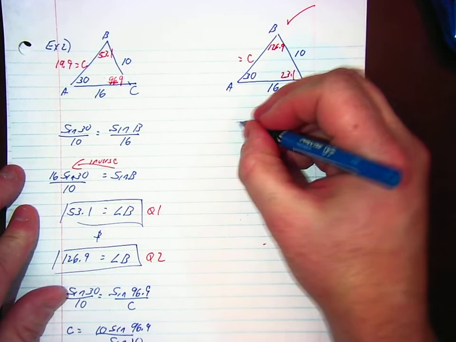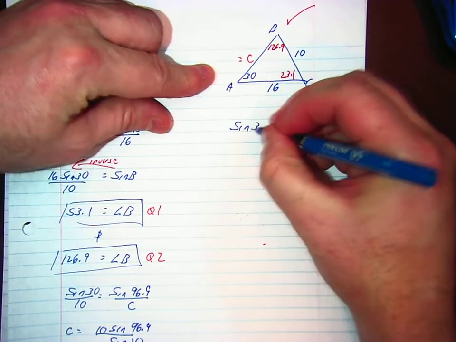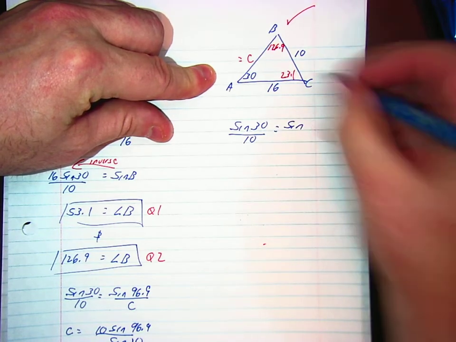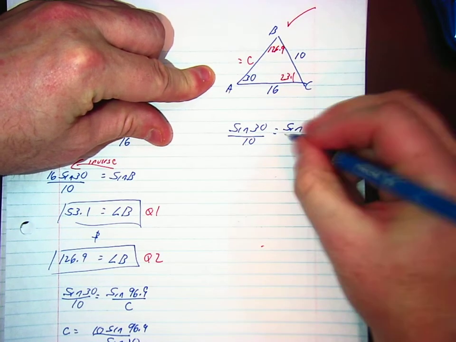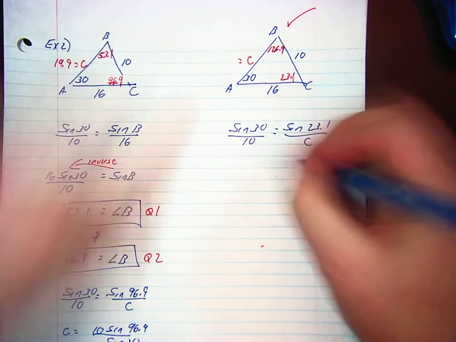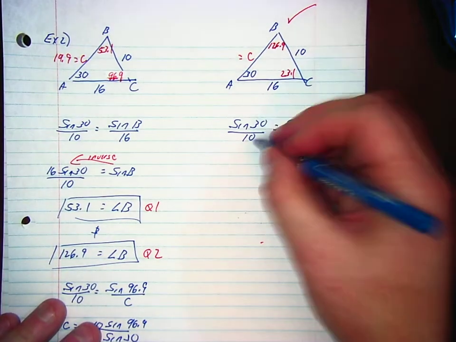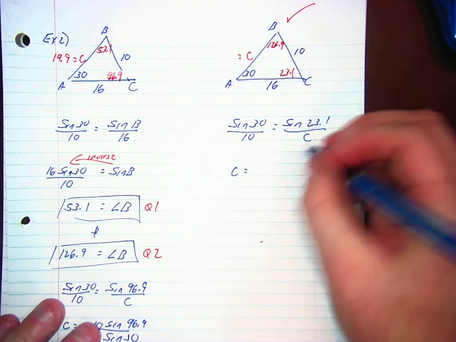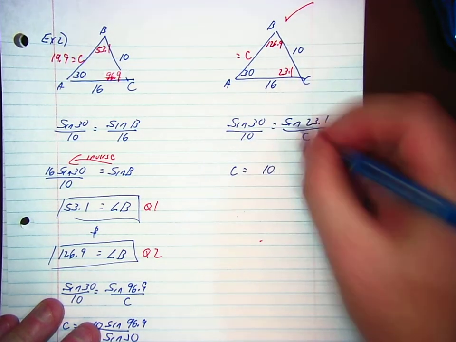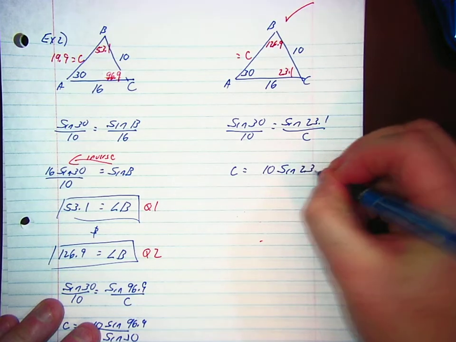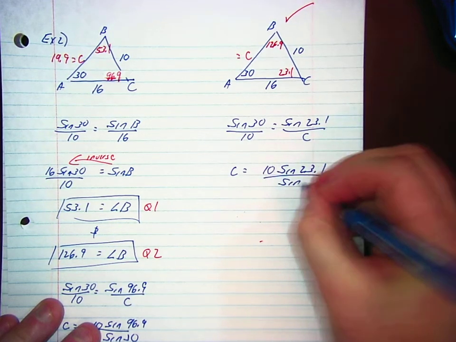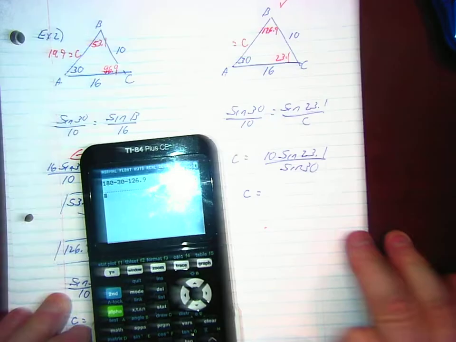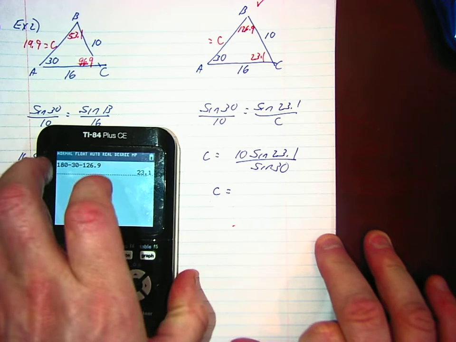I can say the sine of A, 30, over a, 10, equals the sine of angle C, which is 23.1, over little c. We're going to cross multiply again. That's going to come up here. That's going to go there. Then you're going to divide the sine of 30 away. So c would equal 10, because that went up here, times the sine of 23.1 over the sine of 30. Go to your calculator, and let's see what we got here.